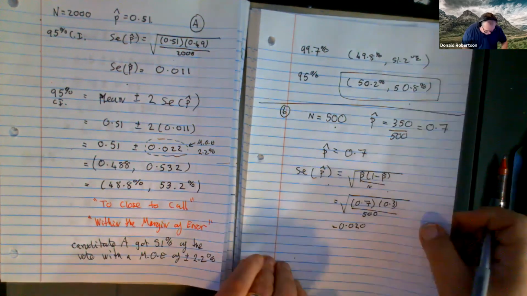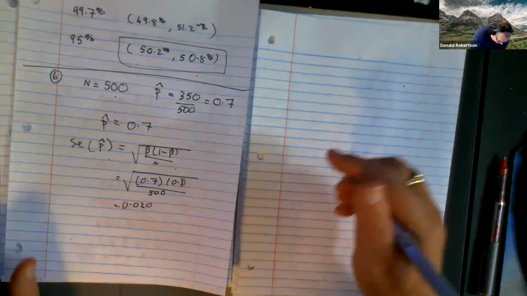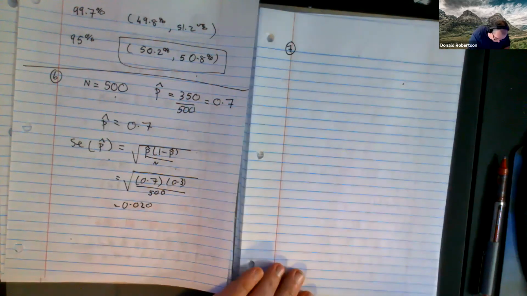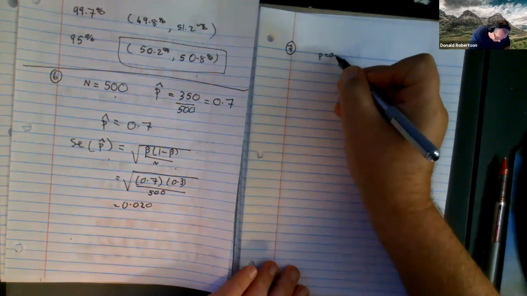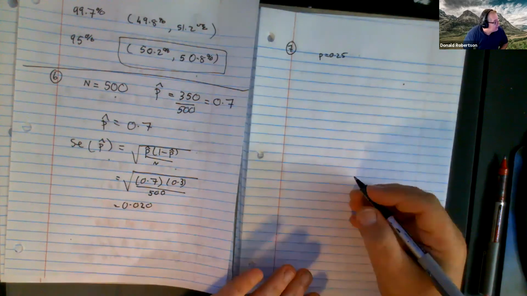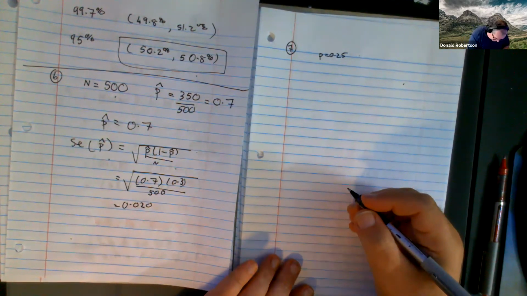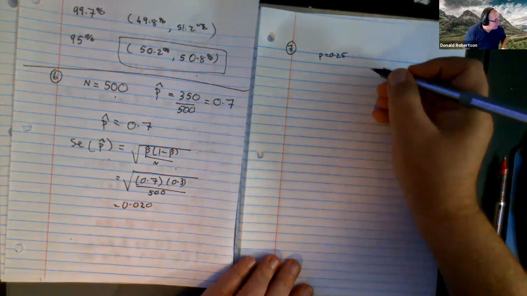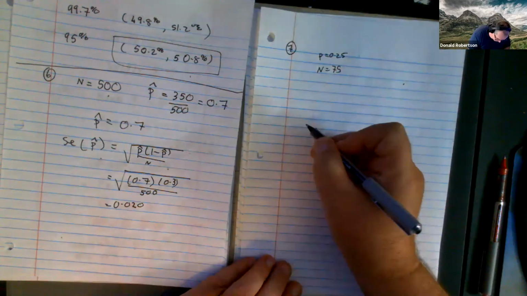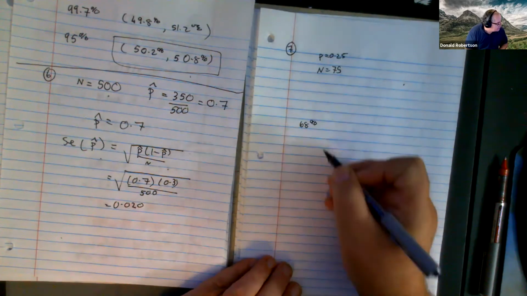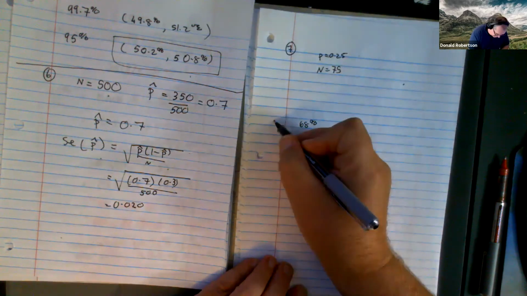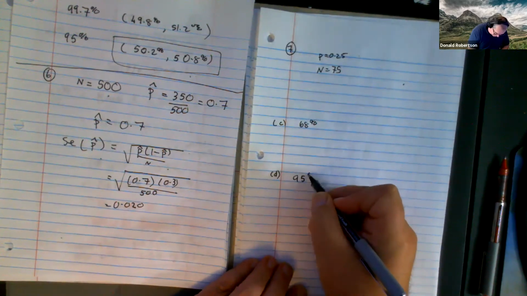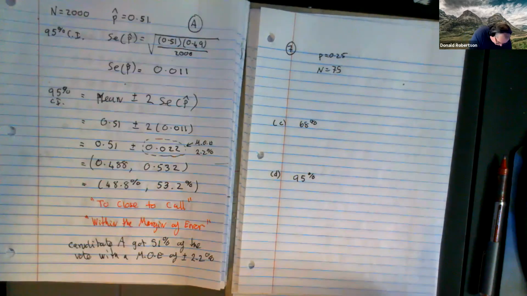Okay, let's do one of the interval ones now. This is question 7. Suppose that the probability is 0.25. Oh, they're doing it from a population. That's cool. And n is 75. And we are going to find a 68% confidence interval. And then after that, that's going to be question C. And then question D, we're going to find a 95% confidence interval. I guess I should put A and B in.